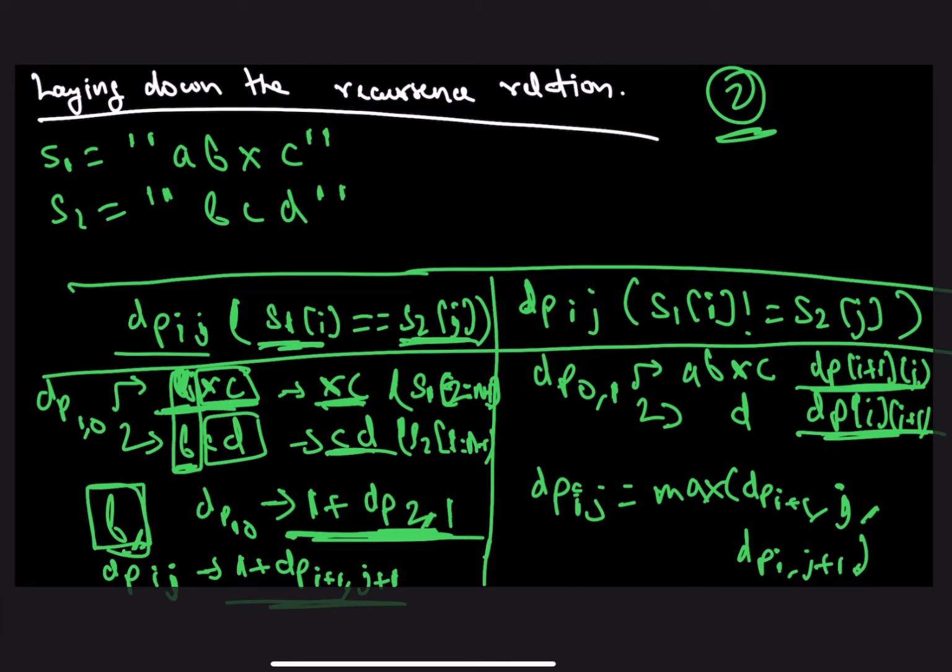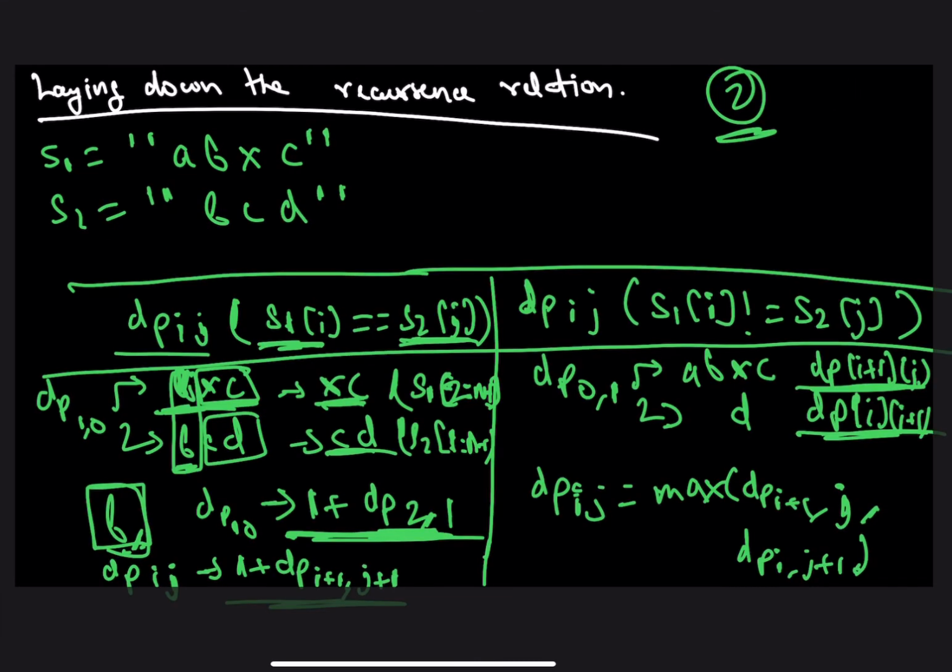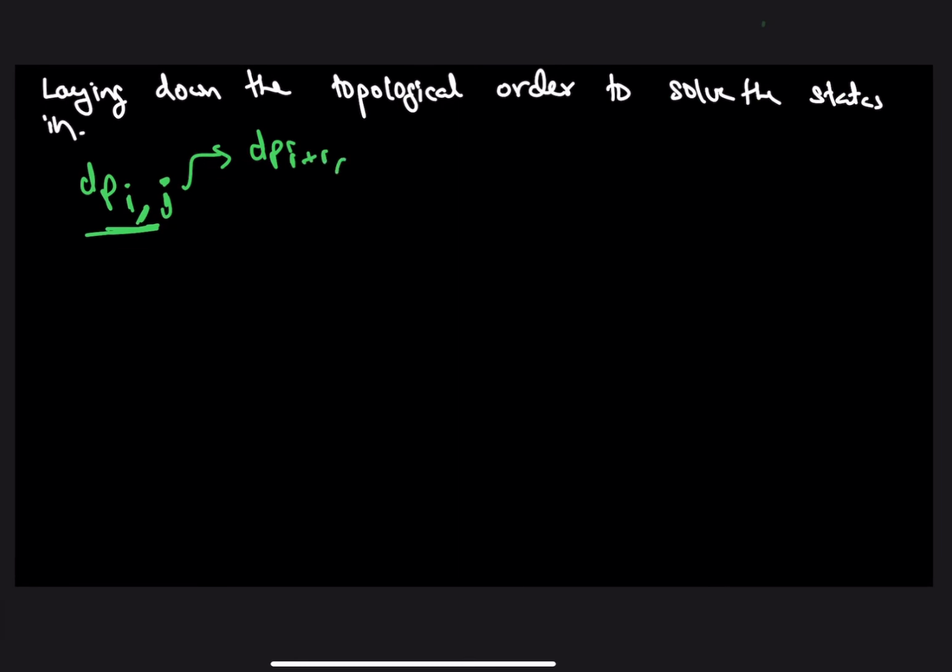Now let's try to understand the third subproblem, that is the correct topological order to solve the states in. Whenever we want to lay down a topological order to solve the states in, we should have a look at the recurrence relation. That's the thumb rule. So dp of i comma j, from the first recurrence relation, would depend upon dp of i plus 1 comma j plus 1. Otherwise it can depend upon dp of i plus 1 comma j and dp of i comma j plus 1.